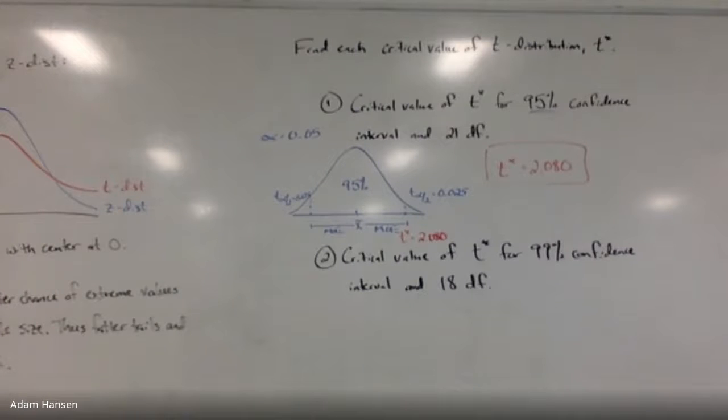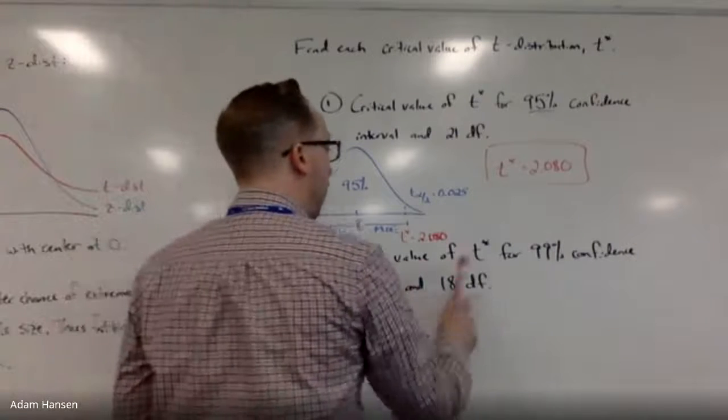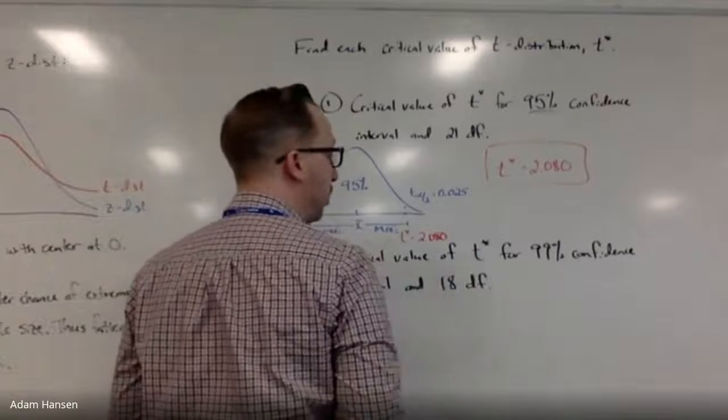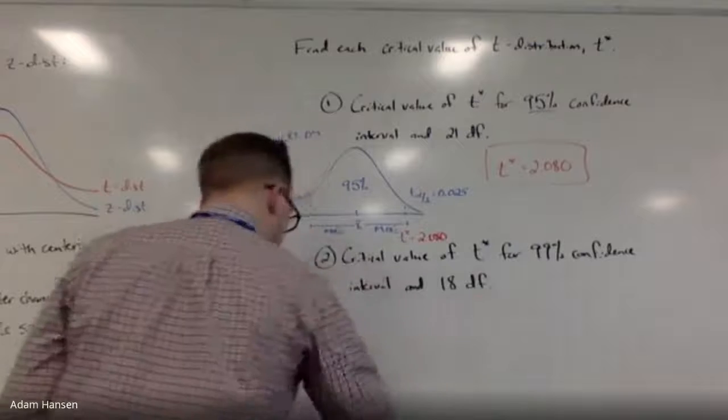Okay, back in question 2. Question 2. Do another example of this. What's the critical value of our t-distribution? What's our t-star value for a 99% confidence interval with 18 degrees of freedom?